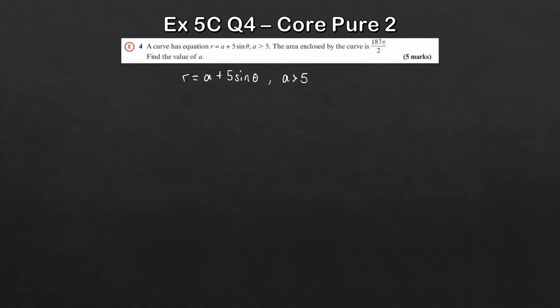So, when you're doing a polar coordinates question, when you see the word area, straight away be thinking about integration, okay? So, we need to integrate. This is a standard formula, and it is given in your formula book. So it's equal to a half times the integral between 0 and 2 pi, because it's a single loop, of r squared d theta.